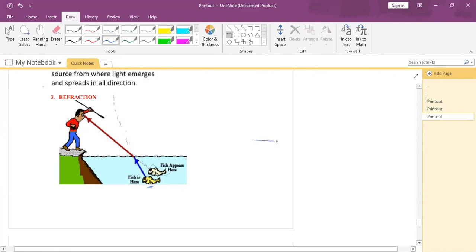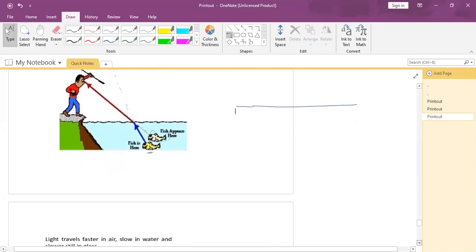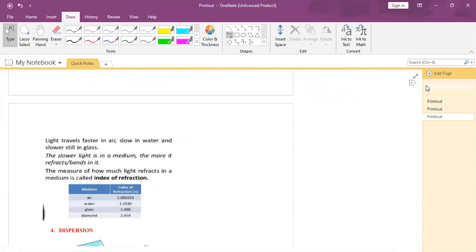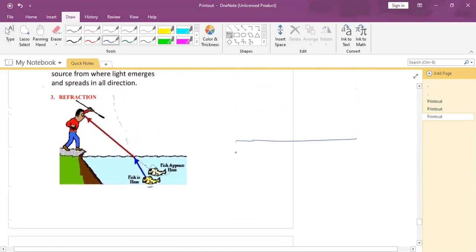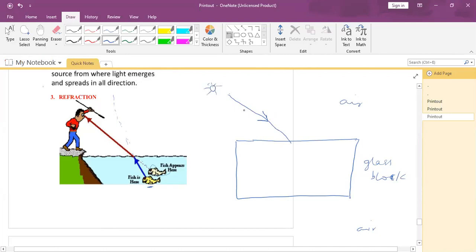Another example, let's say you can draw it this way. I'm going to draw the diagram. Let's say I have a glass prism or glass block, like in the lab. Okay, so there is air around it, air out and air in. If I shine light on the surface like this, so I have the light here, this is called the incident ray.